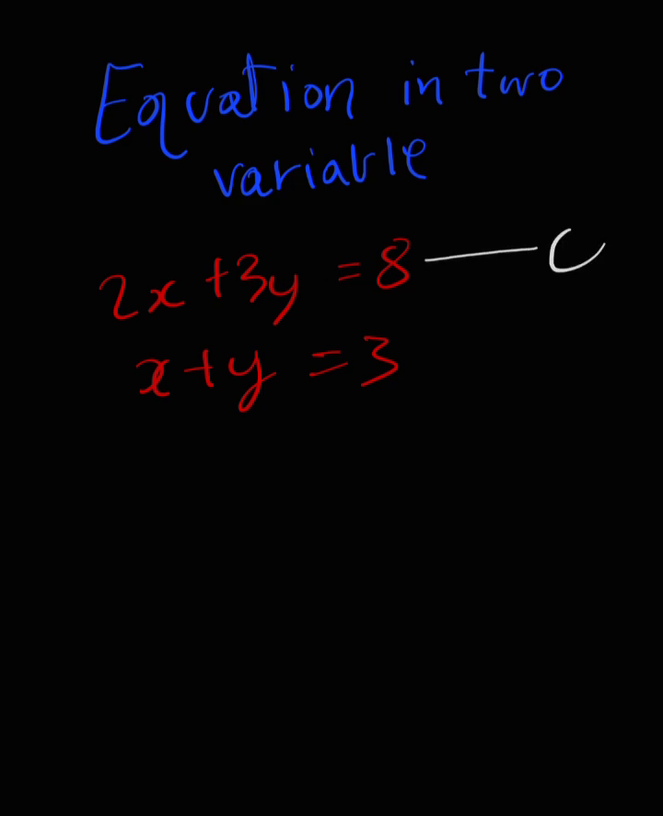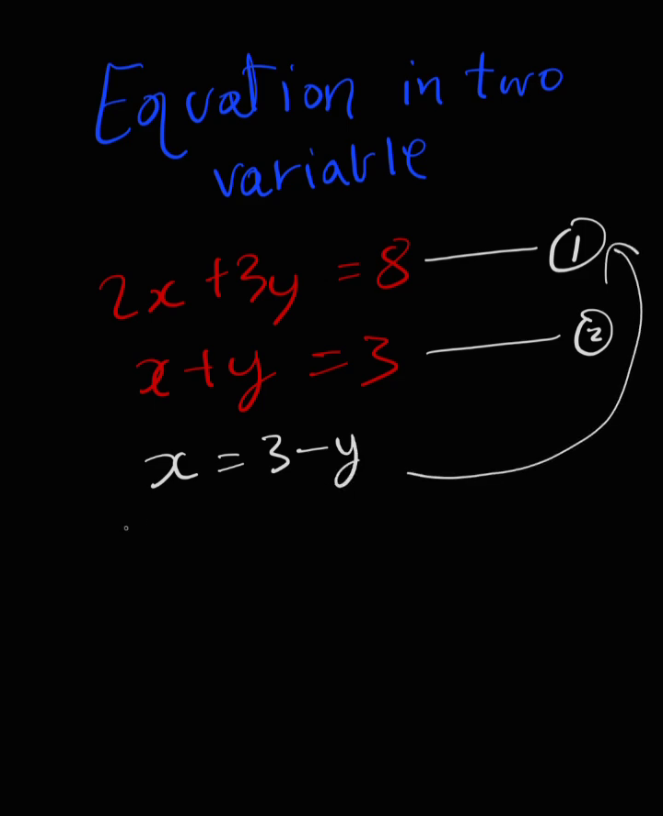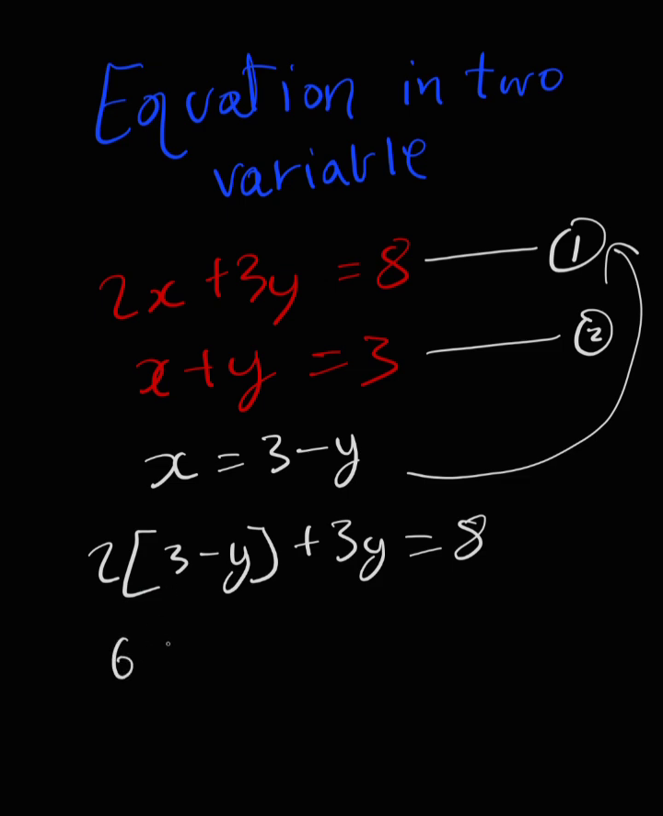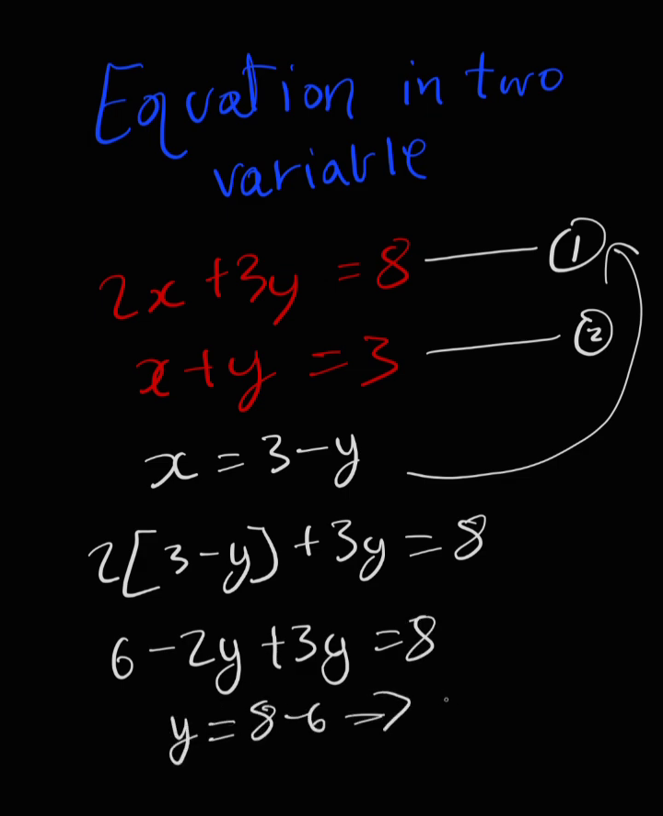This is equation 1, this is equation 2. Let's isolate some variable. Let's isolate x. So x is equal to 3 minus y. We will now input this in the first equation. What we will get is 2 bracket 3 minus y plus 3y is equal to 8. Now we will open up the brackets. 6 minus 2y plus 3y is equal to 8. Therefore, y is equal to 8 minus 6. Y is equal to 2.